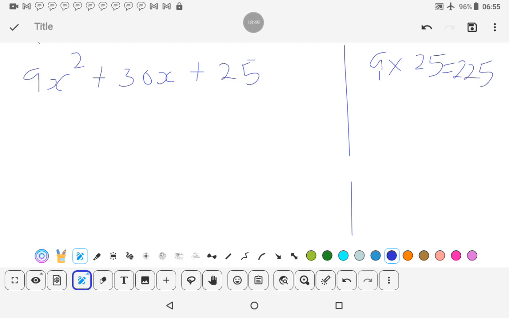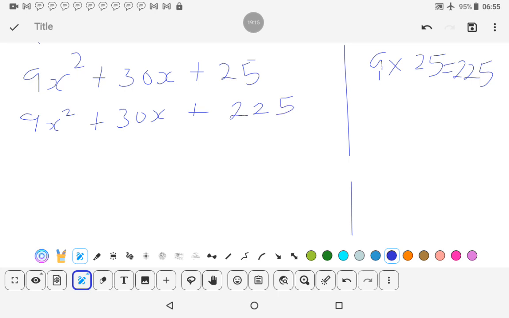225. So you'll be having 225. So the next step now, let's write it: x squared plus 30x plus 225.